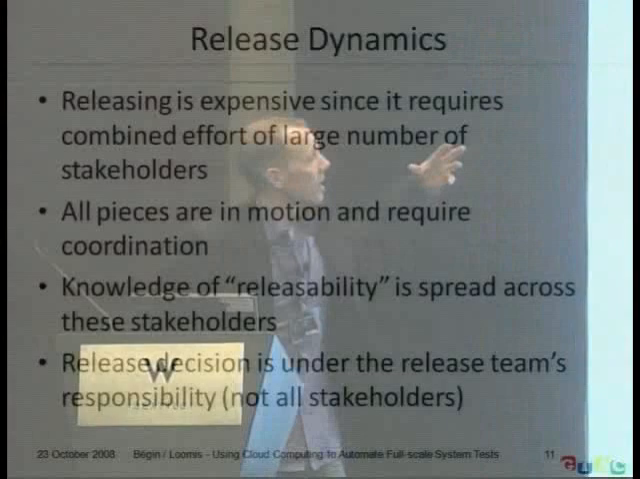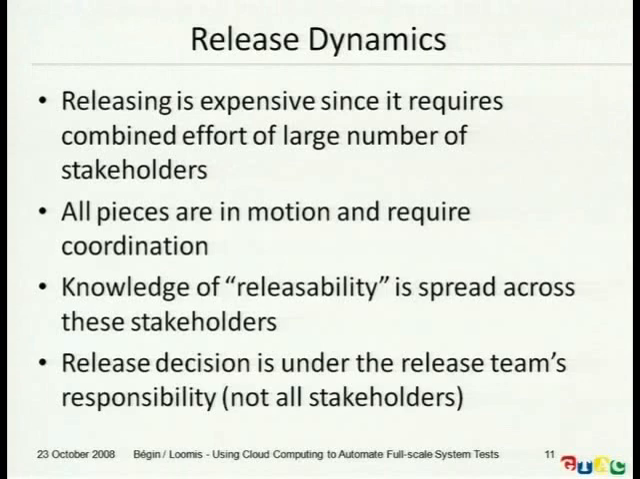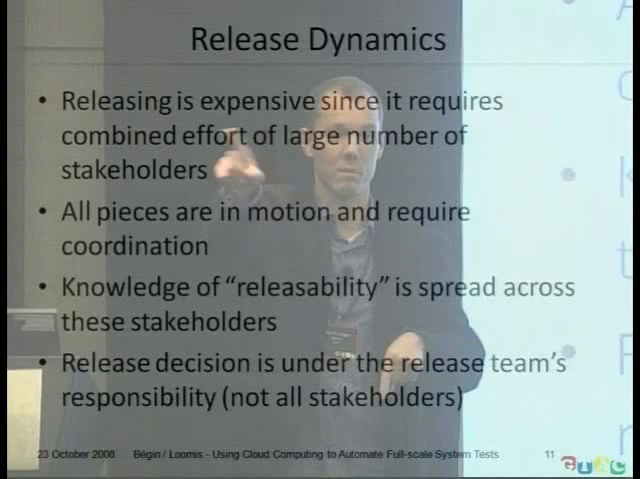So this release dynamics, it comes back to it's a complicated affair, because this knowledge of releasability is spread across a large number of stakeholders, and as all of those pieces are in motion, we need to be able to capture this knowledge of releasability as time goes on. However, if this knowledge is spread across, it often is a small team or even an individual who will, you know, press the red button that says go into production. Okay, so we want to be able to rationalize this a little bit.